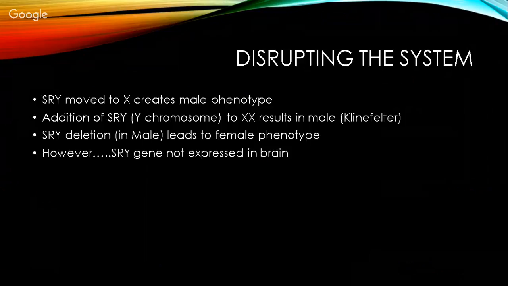If, on the other hand, the SRY area is deleted in a male, it leads to a female type, again sort of proving that this is undetermined sexuality. However, we've got a problem: the SRY gene is actually not expressed in the brain at all, so it shouldn't directly affect the brain when that's in growth.